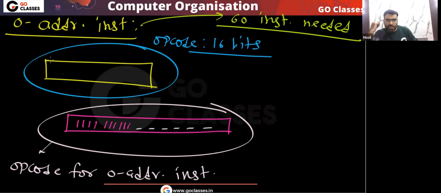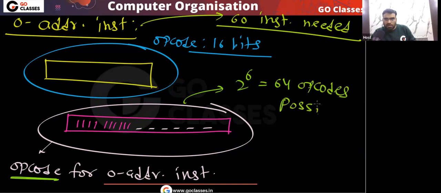For a zero address instruction, the first 10 bits are 1111 1111, all ones. So the first 10 bits are all ones, but still 6 bits are remaining in the 16-bit opcode. So how many can I create? 2 power 6, that is 64 opcodes possible.